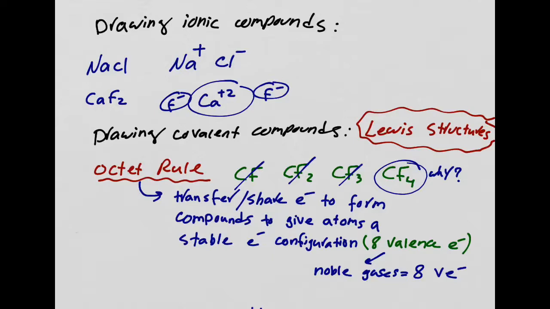You would only transfer or share electrons if you could form compounds that give atoms 8 valence electrons. So we're going to come back here. This is the only one that would give carbon 8 valence electrons. The other ones wouldn't, so they wouldn't form, and this one would be formed.